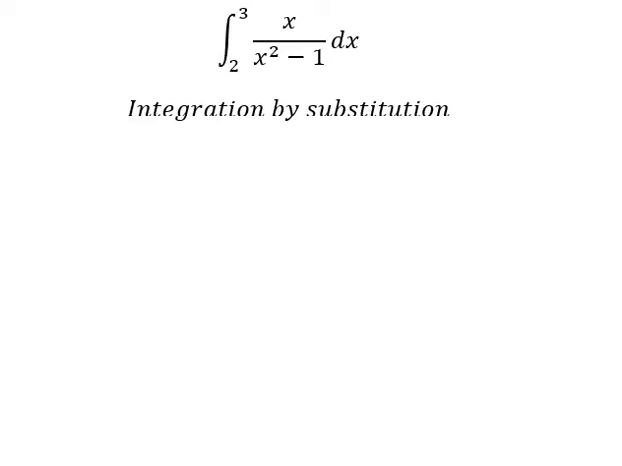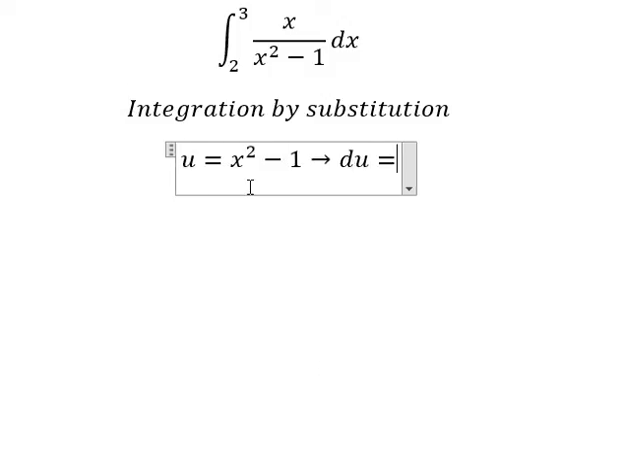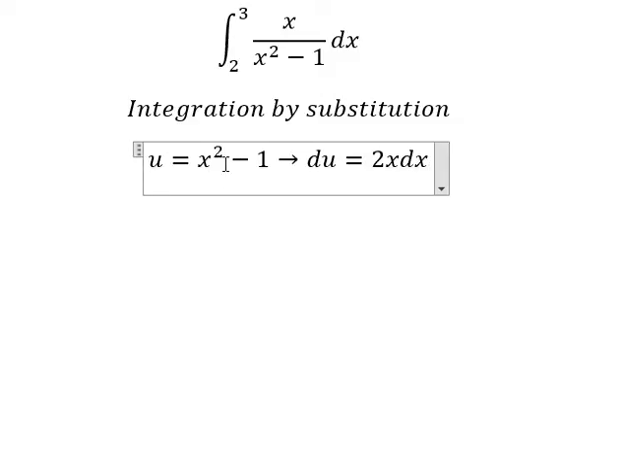So I will put u equals s squared minus 1. After that, we take the first derivative of both sides, and we have 2s dx. The first derivative of s squared is 2s. This one is a constant, so you get 0.